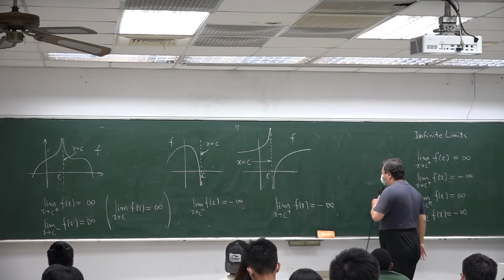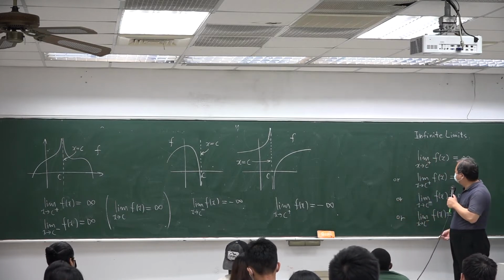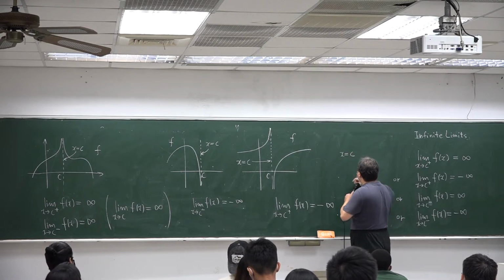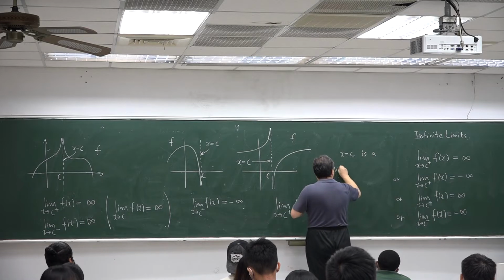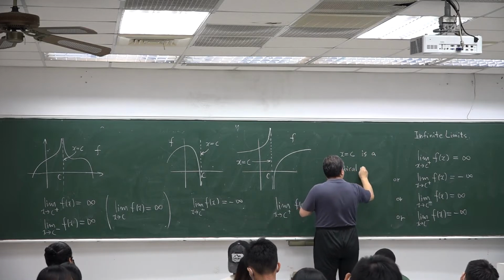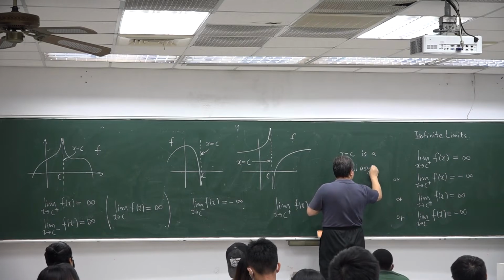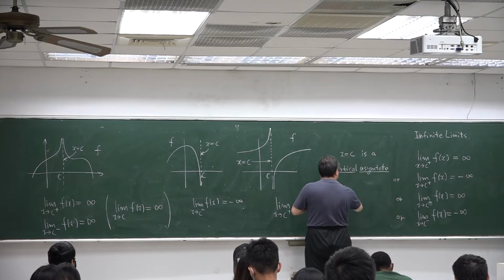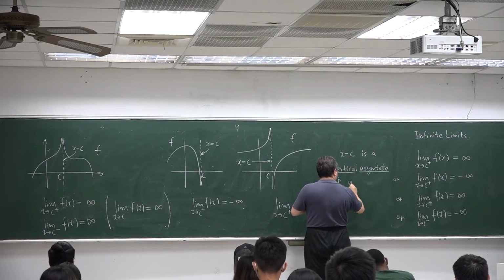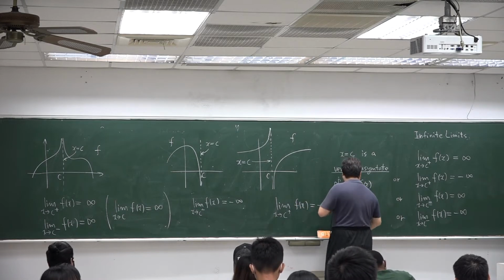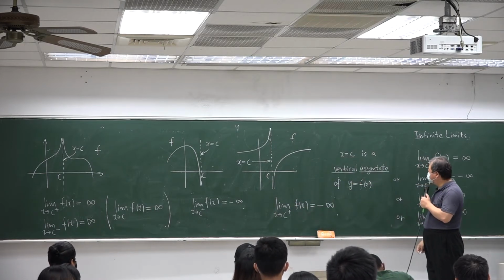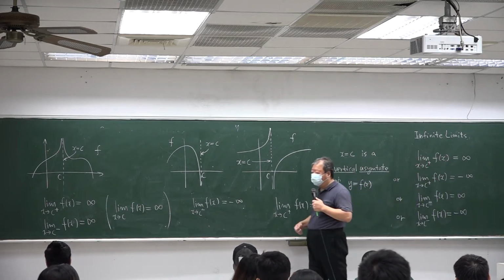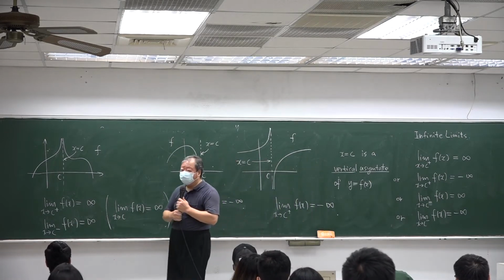If any one of the four happens, then we say x equals c, the straight line, is a vertical asymptote of the function f, or of the graph of the function f, vertical asymptote. Okay. So we have some terminologies that have been introduced.